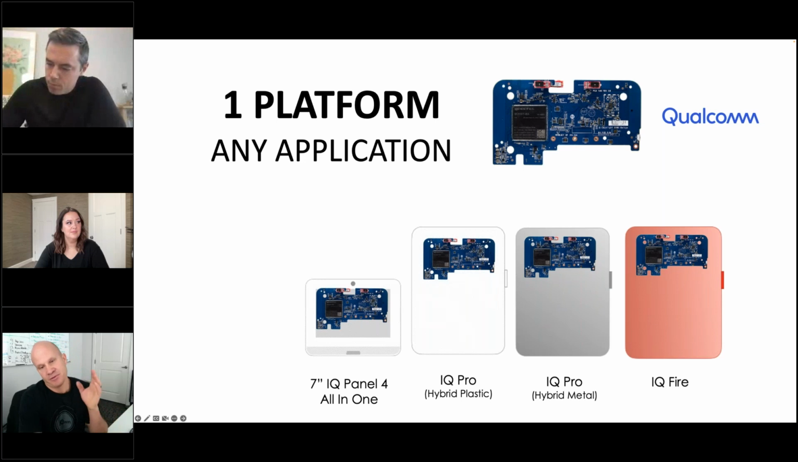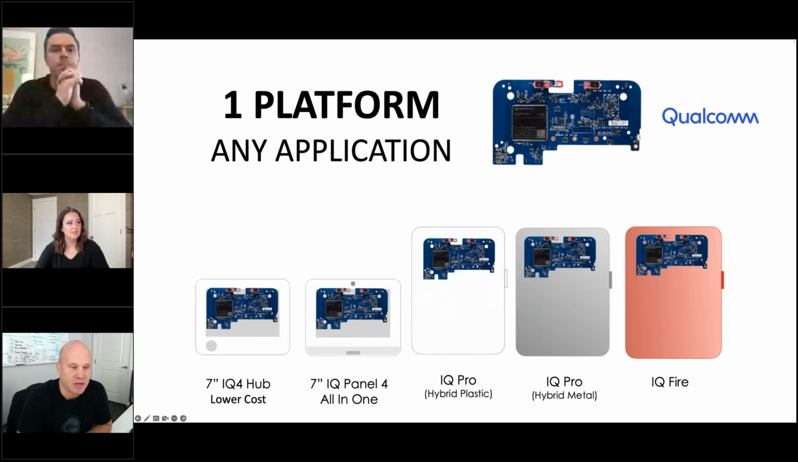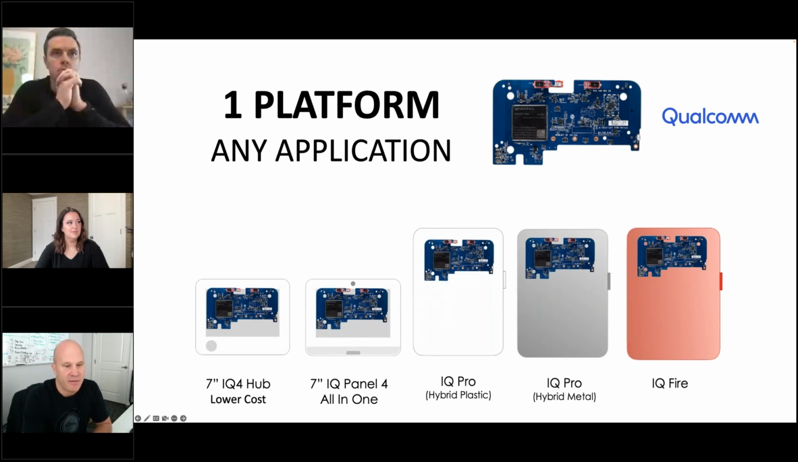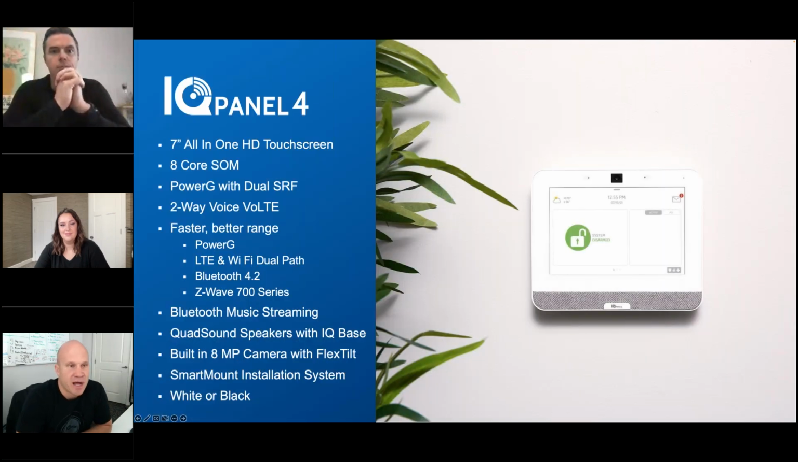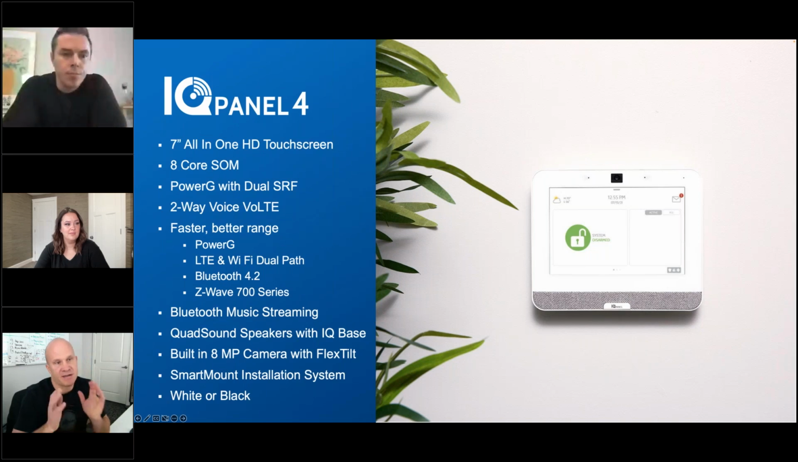In addition to taking this module and going upstream, we're also able to go downstream a little bit with what we're calling the IQ4 Hub, or the lower cost version of IQ Panel 4. That's what we're going to focus on today: these two platforms, how they interact together, what some of the differences are, and what stays the same. Not only what's different, but what stays the same between the two. So with that, we're going to get started with a reminder on what IQ Panel 4 is. That's our starting point.